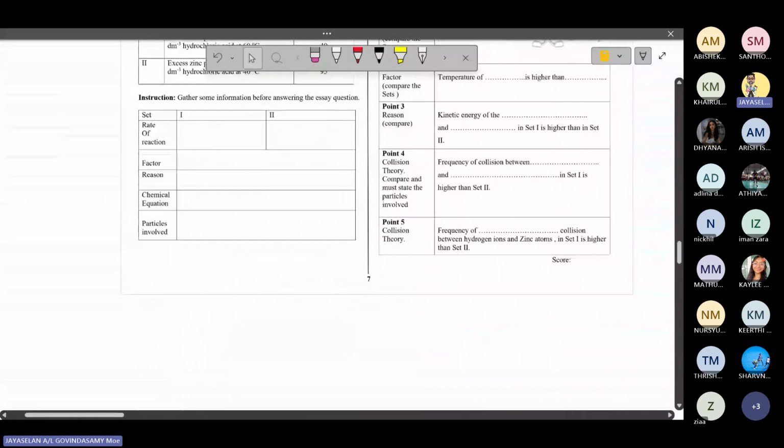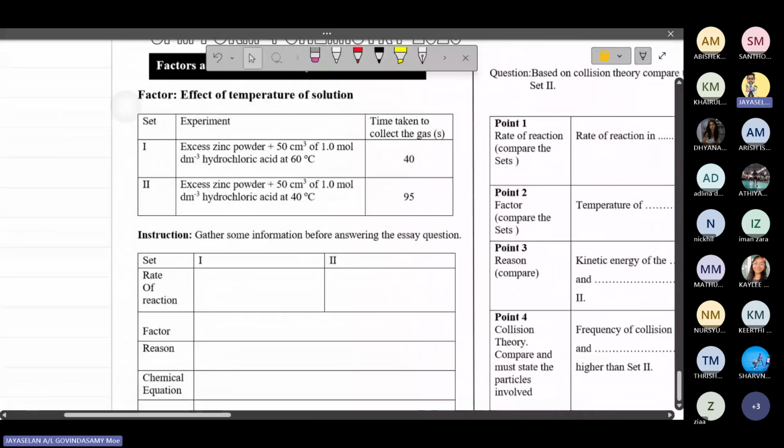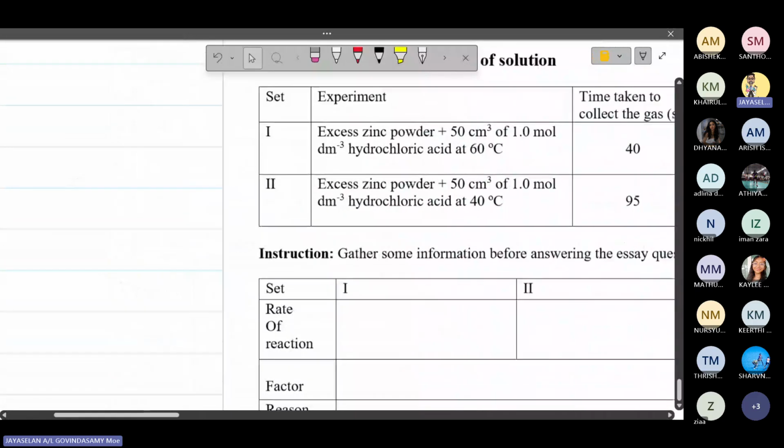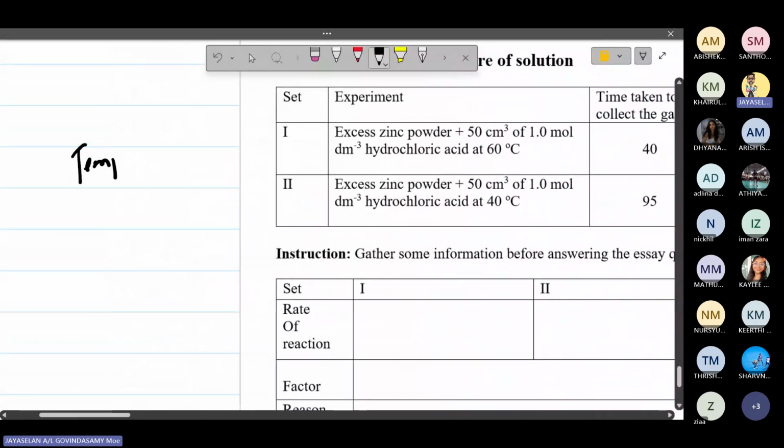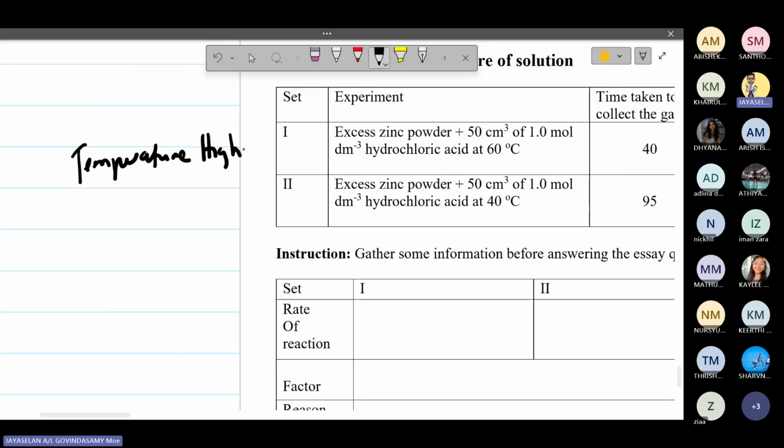Okay, last factor. I do last factor, temperature. Kalau temperature, we use temperature what? Temperature higher. When temperature higher, Ke, what is Ke? Kinetic energy of the reacting particle will be increased. So you put higher lah. So the reason kinetic energy, factor temperature.